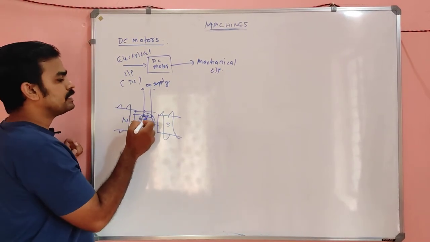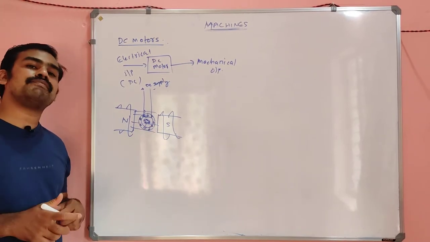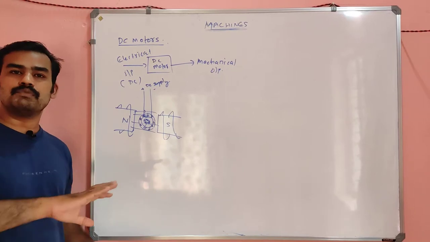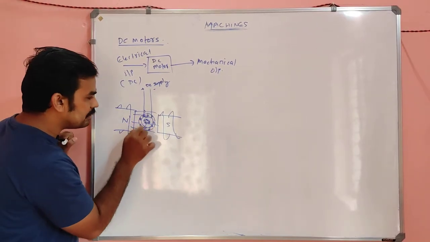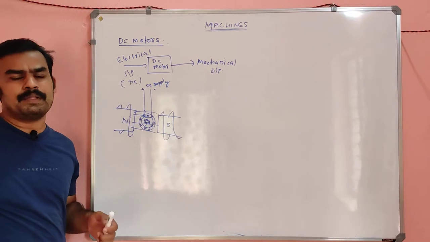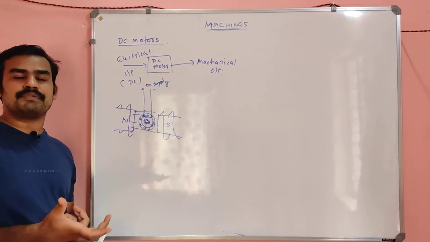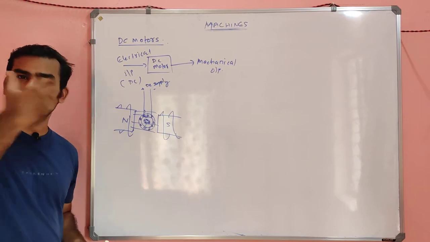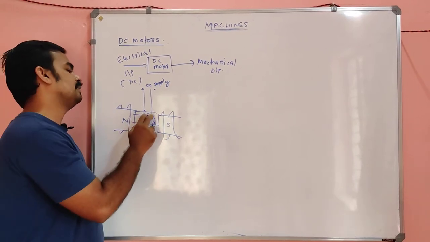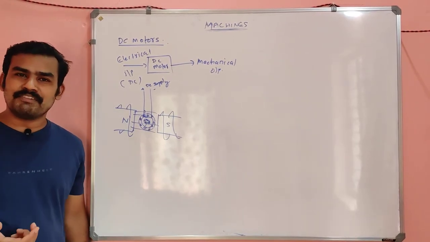So what happens, due to the presence of the commutator, even if you apply DC, inside the motor the supply is converted from DC to AC. That means inside the armature conductor there are AC currents flowing. It is the reverse of the DC generator, where the generated EMF is AC in nature, but due to the presence of the commutator, the output is DC. Similarly, we give DC supply to the terminals of the armature, and inside the armature, due to the commutator segments, the current flowing is alternating in nature.